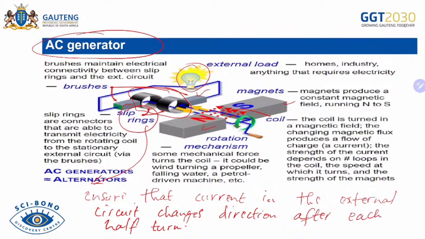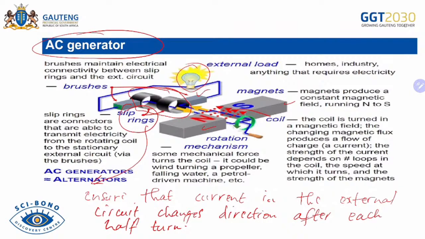So what makes a generator an AC generator? It's the slip rings. What is the function of the slip rings? They ensure that the current in the external circuit changes direction after each half turn. That is the function of a slip ring. So what makes a generator an AC generator? It's slip rings, right?